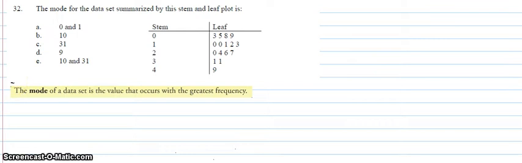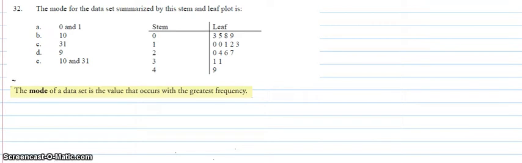The definition for mode is a data set is the value that occurs with the greatest frequency. So the mode of the data set is the value that occurs with the greatest frequency. In other words, it's the number that occurs most, or numbers that occur the most if you have more than one number that occurs the same amount of time.